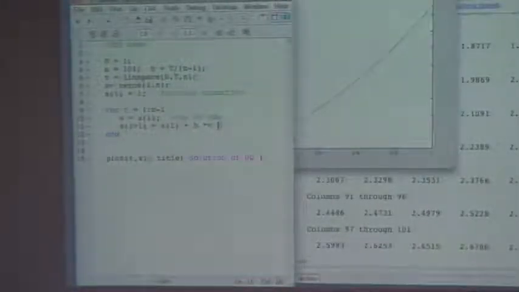There's my solution. It's too much chatter there. I should have put a semicolon here. Let me try again. Okay, less chatter, and then I get this plot. So there it is, starting at 1.